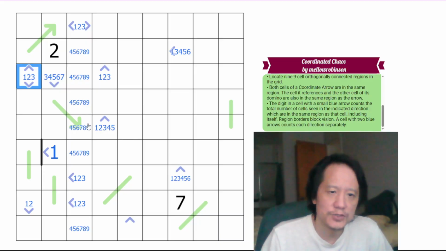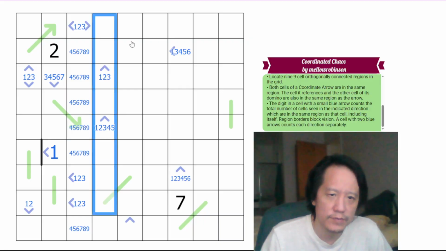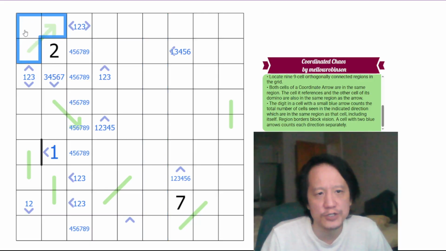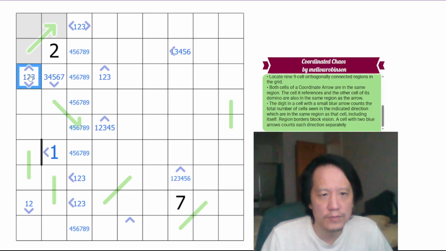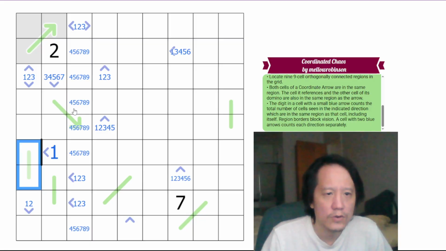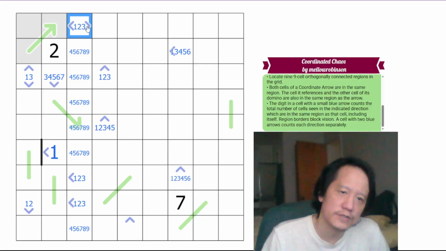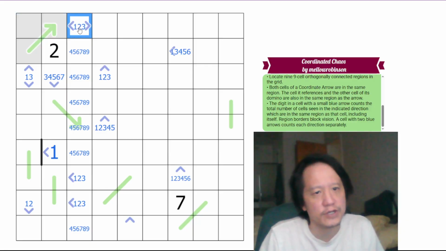So this is column 4 through 9. We know these 2 are the same region. Since this is the same region, this must be the same region as that. So either this is 1 or it's 3 going that way. This is the same region. This is the same region. So either it's going 1 that way, because it sees only 1 in that direction, or it's 3. It can never be 2. Same with this. It sees either 1 in this direction, or it sees 3.